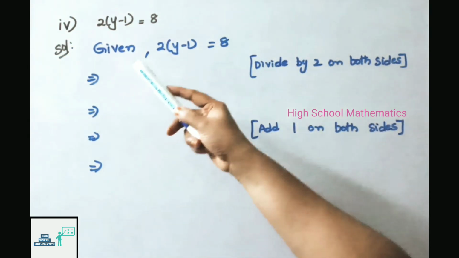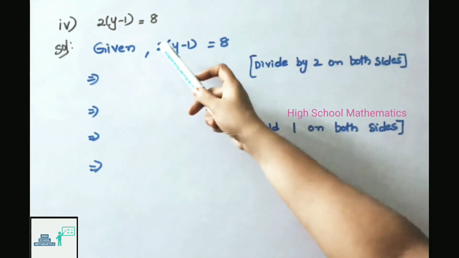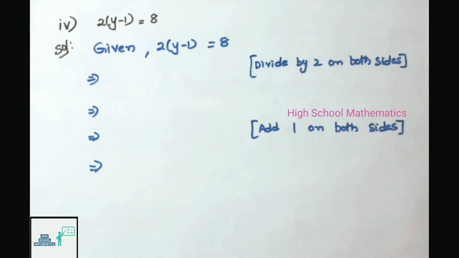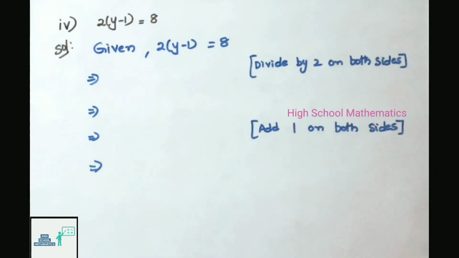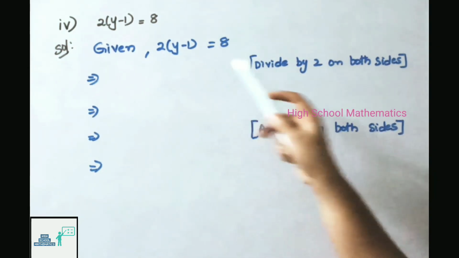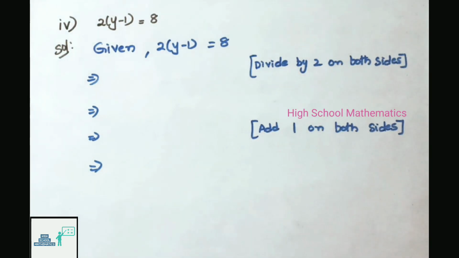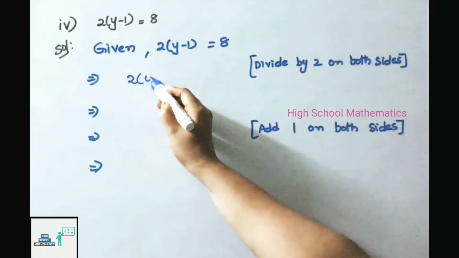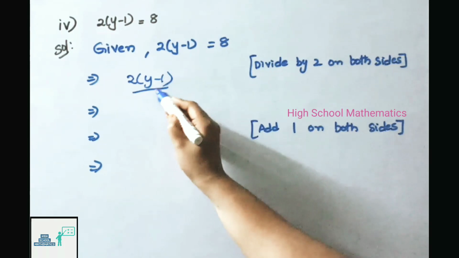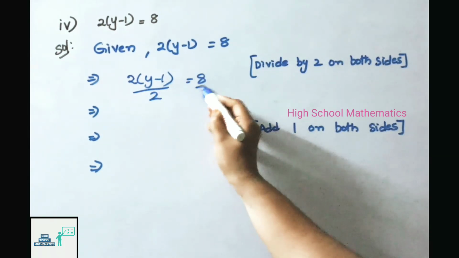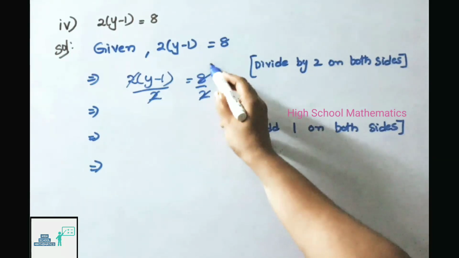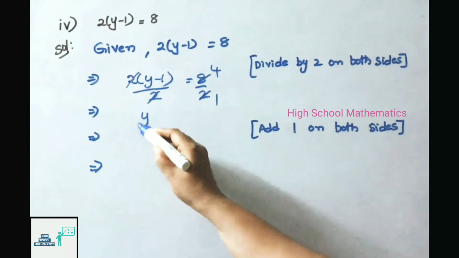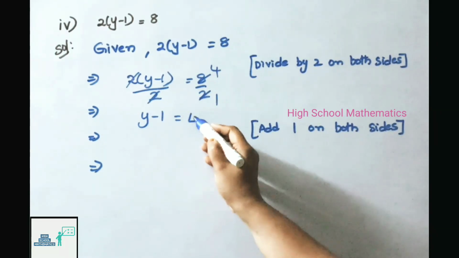See now first question, fourth sum, 2 into y minus 1 equals 8. Let us see the solution. Given 2 into y minus 1 equals 8. To remove this 2, divide by 2 on both sides. So write down 2 into y minus 1 by 2 equals 8 by 2. Here 2 cancels. Here 2 ones are 2, 2 fours are 8. So write down y minus 1 equals 4.